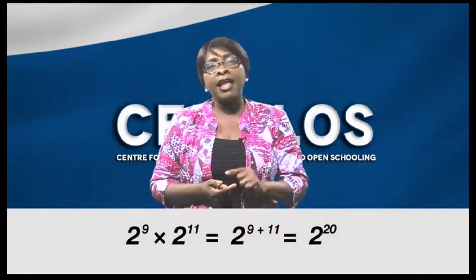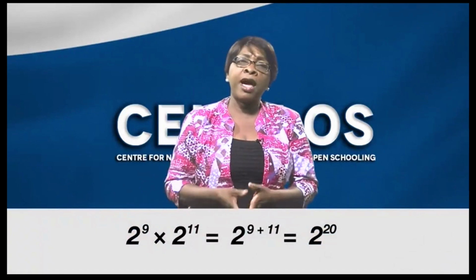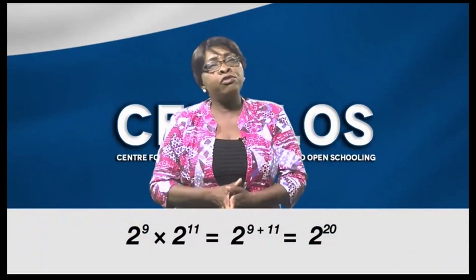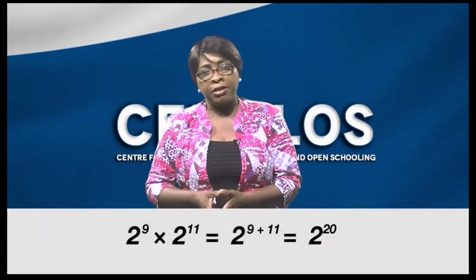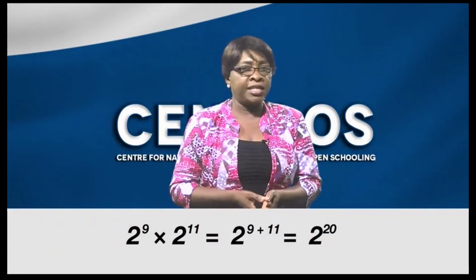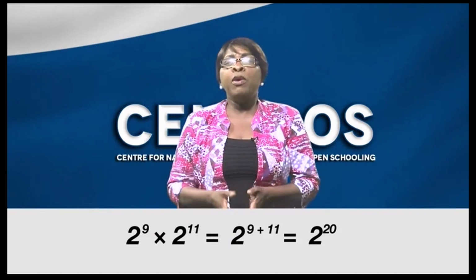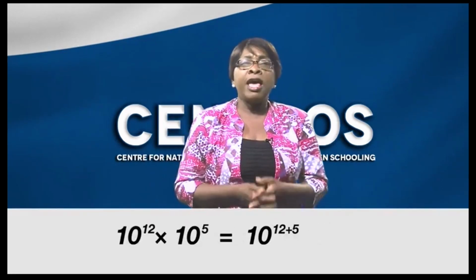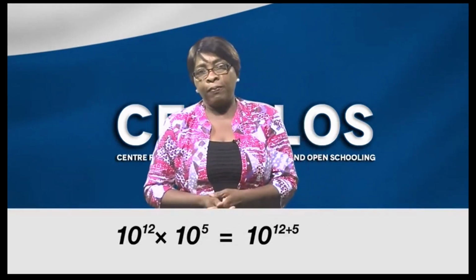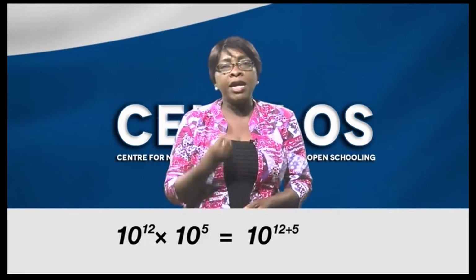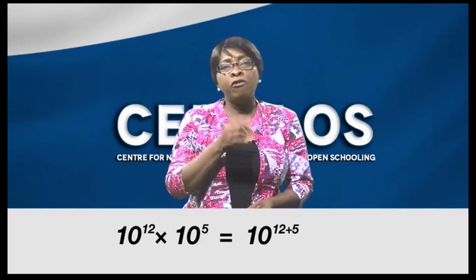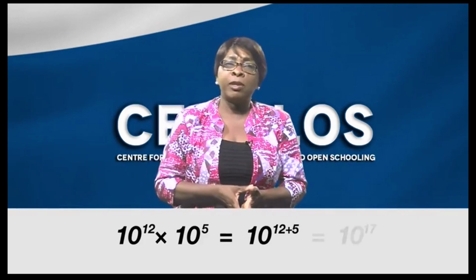What we are saying can be translated into this: 2 raised to the power 9 times 2 raised to the power 11 will give us 2 raised to the power 9 plus 11, which is 2 raised to the power 20. So you see how easy it has become. We want to find 10 raised to the power 12 times 10 raised to the power 5. Take the base, which is 10, write it down. Add the powers, 12 plus 5. So you get 10 raised to the power 17.